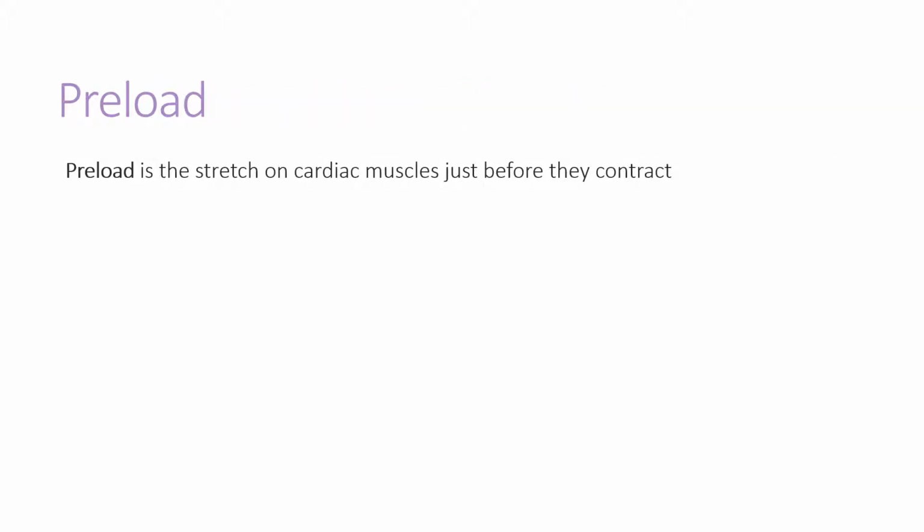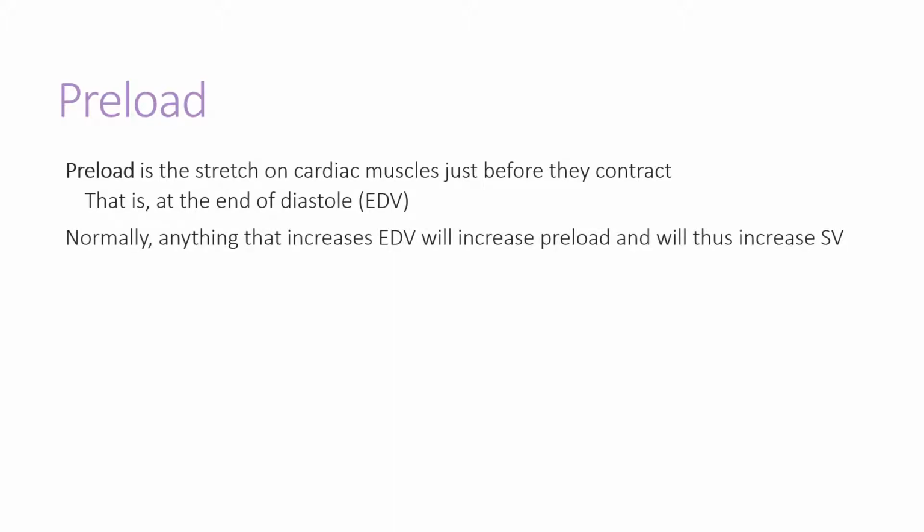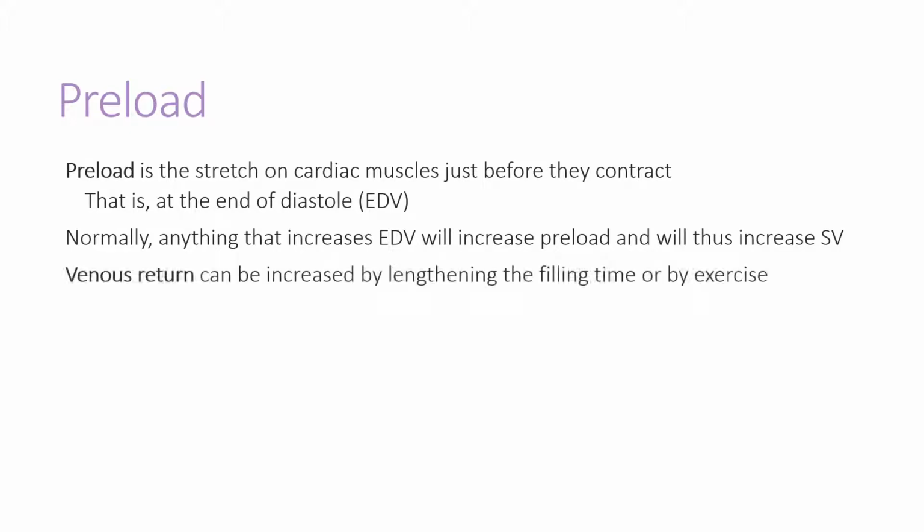Preload is the stretch on cardiac muscles just before they contract. Cardiac muscles, as they stretch, tend to cause a harder kind of contraction. So what we're looking at here is really the volume of blood in the chambers at the end of diastole, the end diastolic volume. As end diastolic volume increases, it should increase preload. So normally anything that increases end diastolic volume will increase preload and thus increase stroke volume.